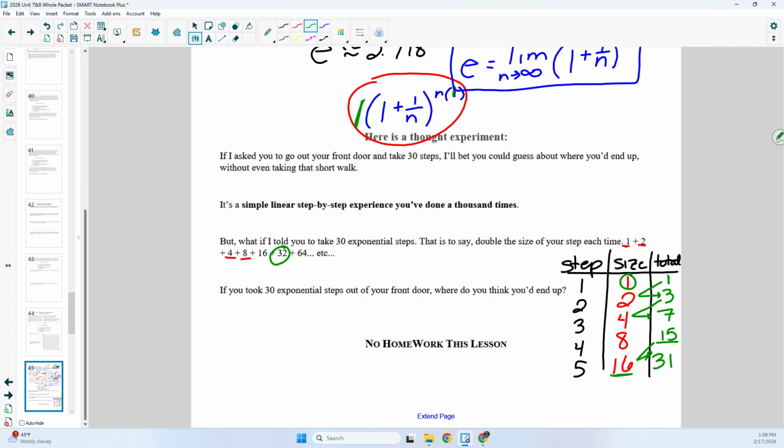So if we want to see how big our 30th step is, hopefully we see these are powers of 2. So first off, let's just look at the fourth step. The fourth step is 8, which is 2 to the third. The fifth step is 2 to the fourth. So the 30th step is going to be 2 to the 29th, one less than the step number.